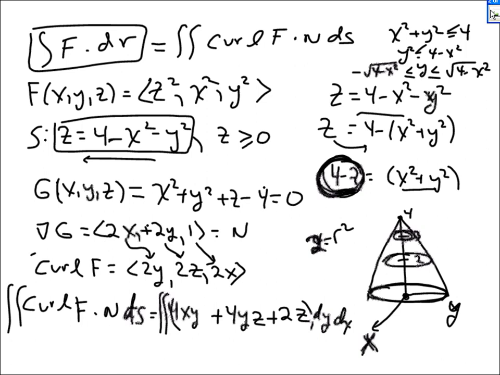So, that's the lower limits. The square root of 4 minus x squared, or negative that, up to the square root of 4 minus x squared. And x goes from negative 2 to positive 2. And that's the integral that you would evaluate, which we'll do.